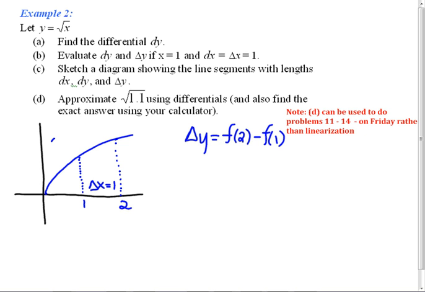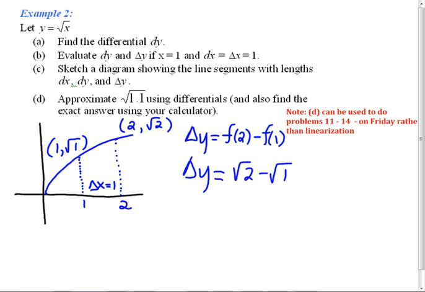So this is 1, comma, the square root of 1. And this is 2, comma, square root of 2. So what's delta y equal to? There's no calculus here. Square root of 2 minus the square root of 1.